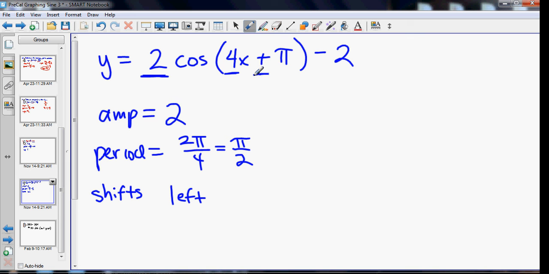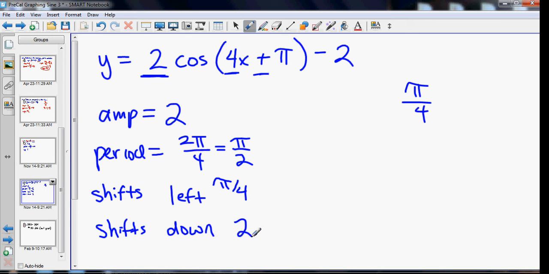So I have all the things there. The amplitude, the period, a horizontal shift, which by the way, horizontal shifts can also be called phase shifts. So if you see in our book or anywhere else it says the phase shift, that's the same thing as a horizontal shift. So it has a horizontal or a phase shift moving to the left pi over 4, and it shifts down 2 units. So that's how we can look at a sine or cosine equation and determine its amplitude, its period, and its shifts.